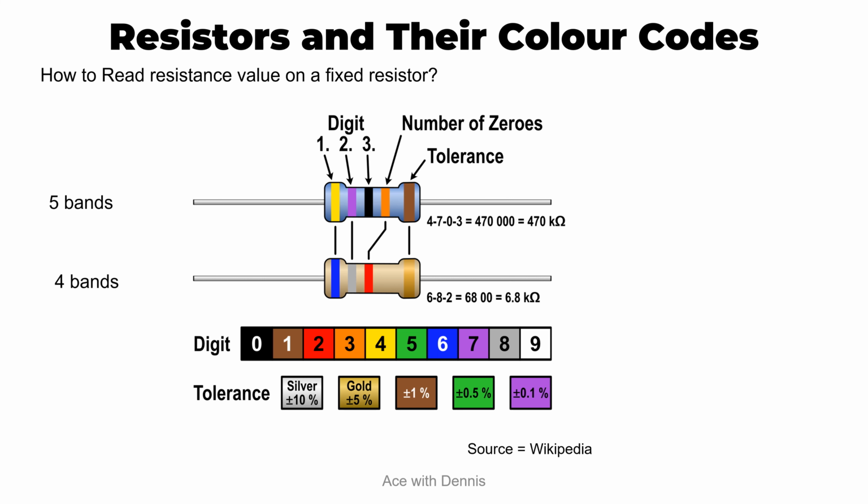For the 4 bands, the first 2 color bands stand for the digits. The third band is the number of zeros, and the last band is the tolerance. For this case, blue is 6, gray is 8, and red is 2. So the reading for this resistor is 68 and 2 zeros, or 6,800 ohms or 6.8 kilo ohms. The tolerance is gold, which is plus minus 5%.